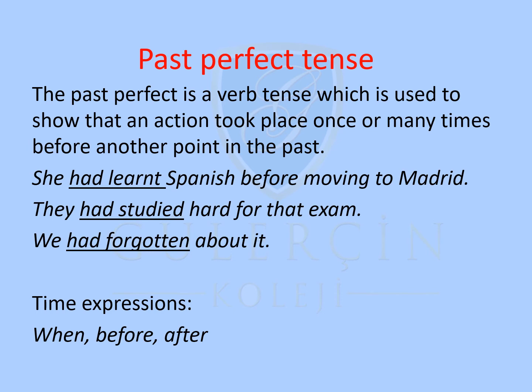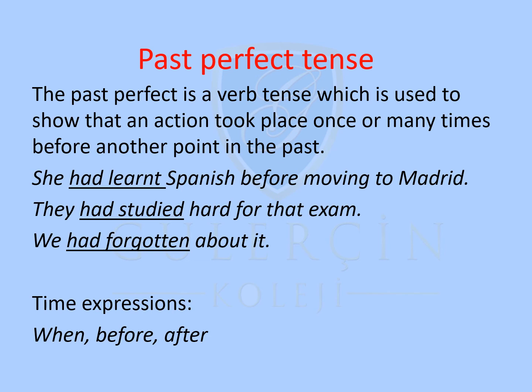What about past perfect tense? Till now we have heard about present simple, past simple, present continuous, past continuous, present perfect tense, and now past perfect tense. The past perfect is a verb tense which is used to show that an action took place once or many times before another point in the past. Let's see the examples. She had learned Spanish before moving to Madrid. They had studied hard for that exam. We had forgotten about it.